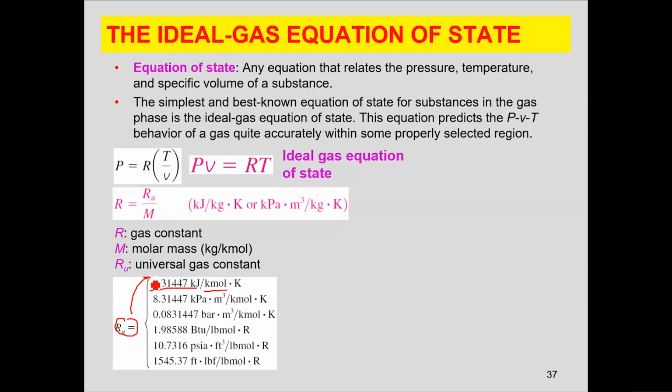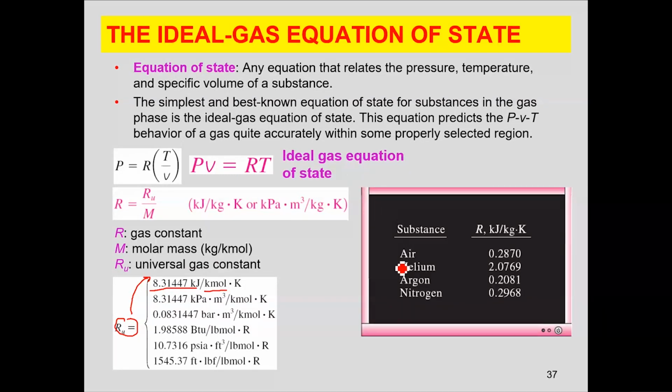It is the same for all the gases, whereas R values are the values which vary for air, helium, argon, nitrogen, and so on and so forth. When they are expressed in terms of per unit mass, each gas would have a different value, but when they are expressed in terms of kilomoles, each gas would have the same R value. Is it clear to you?